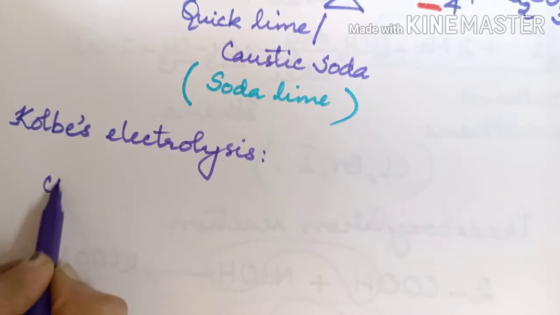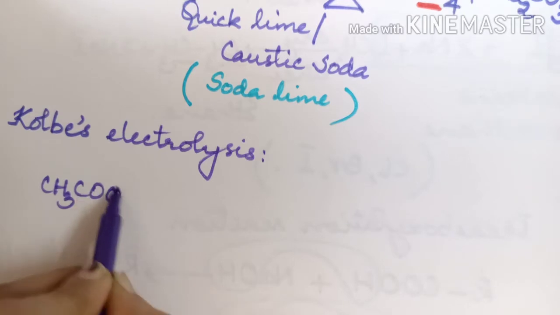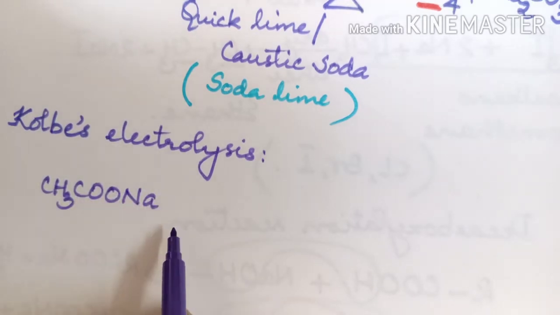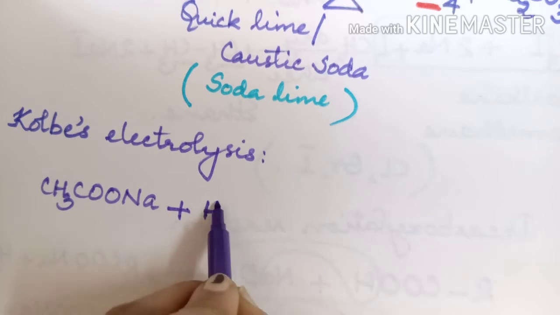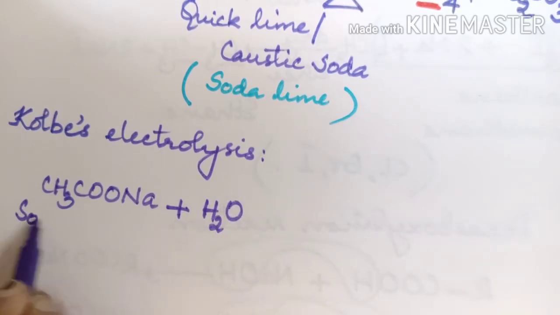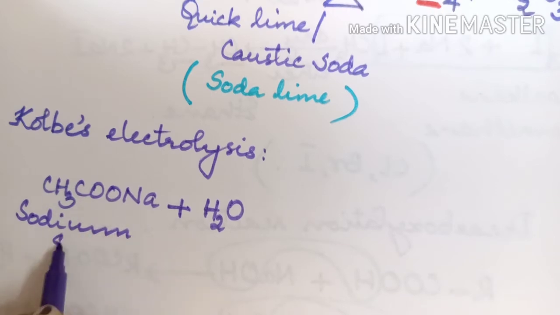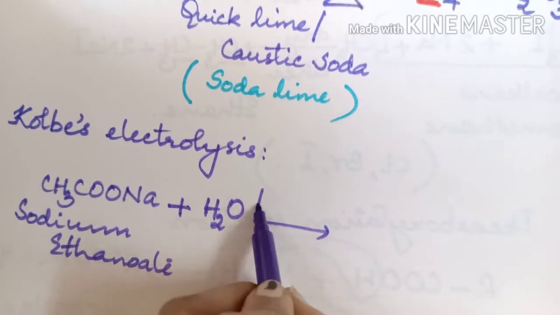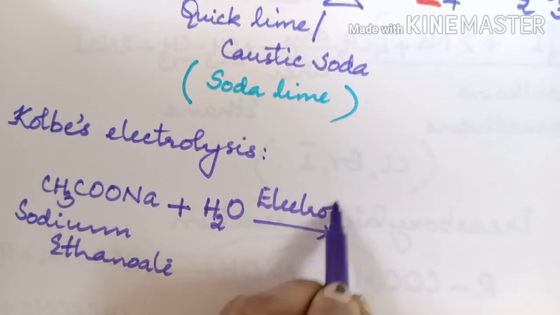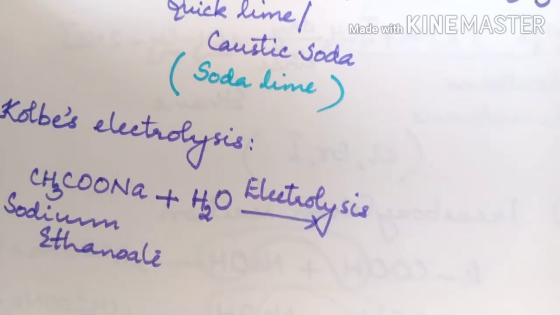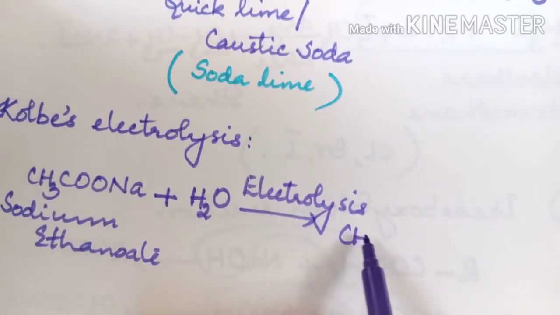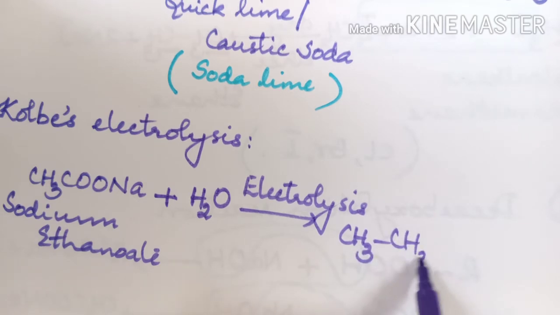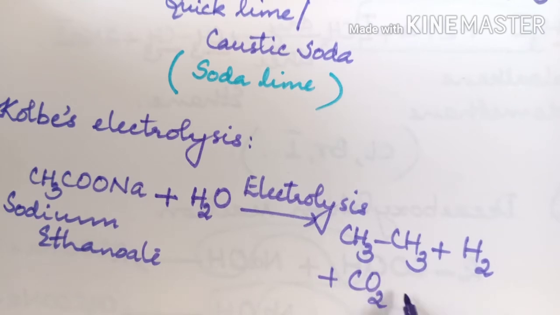Suppose we take CH3COONa, an aqueous solution of sodium ethanoate, which is subjected to electrolysis, and we get ethane, hydrogen, carbon dioxide and sodium hydroxide as the products.